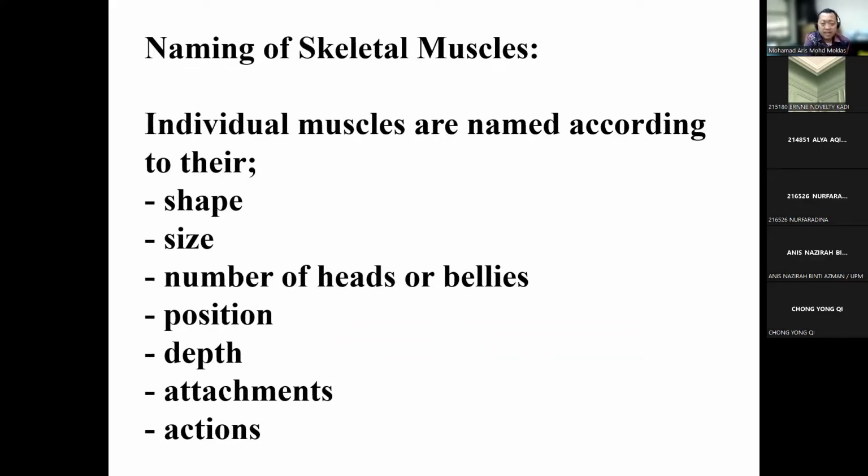The individual muscles are named according to the shape of the muscles, the size, the number of heads or bellies, the position, the attachment, and also the actions. There are seven ways we name the muscles. So it can be based on the shape, the size, the number of bellies or heads, the position, and so on. That's how we name them.